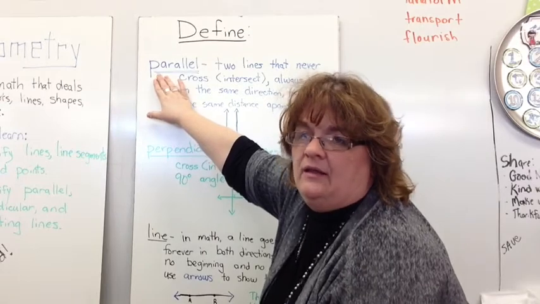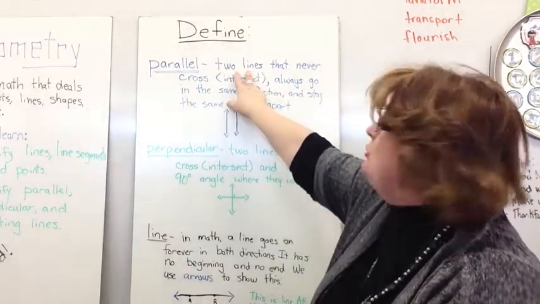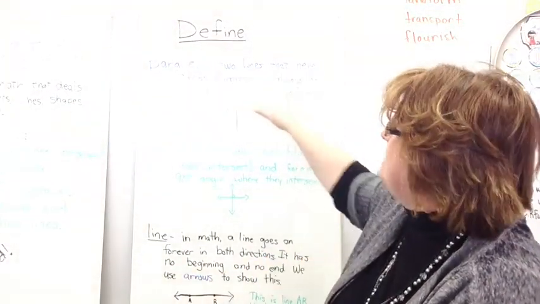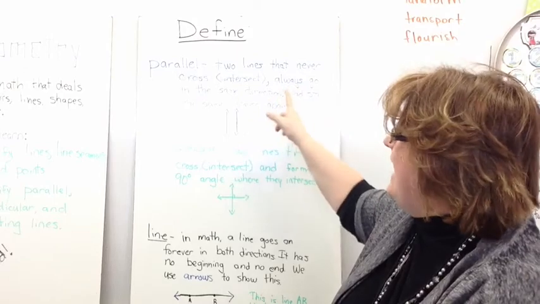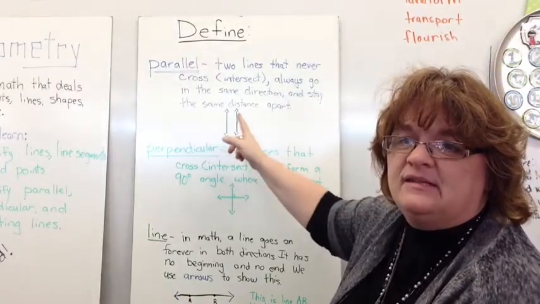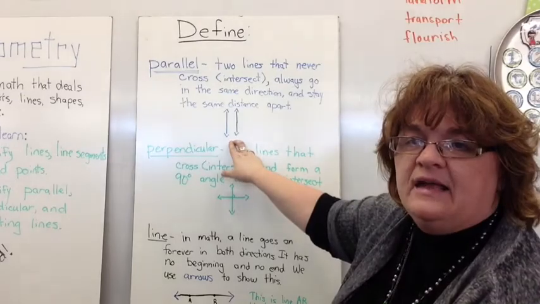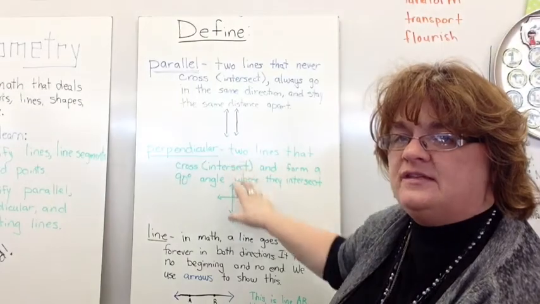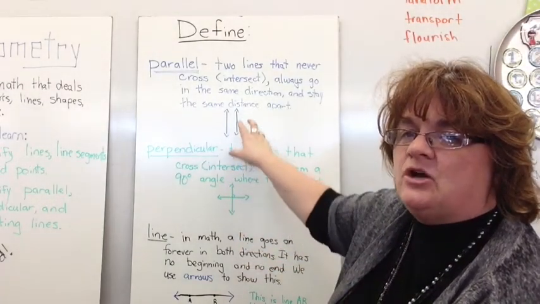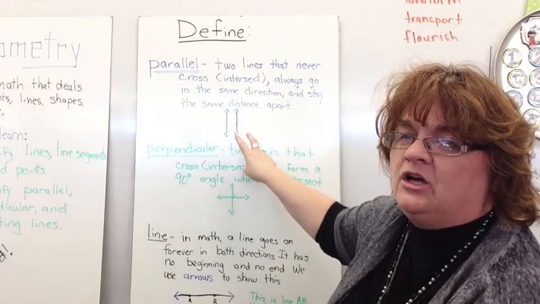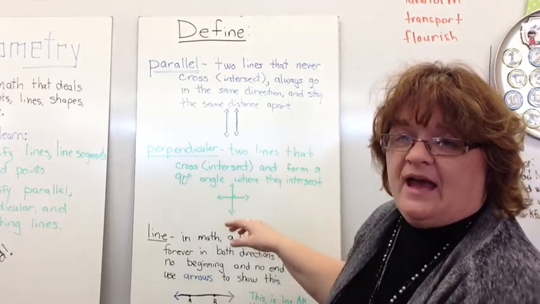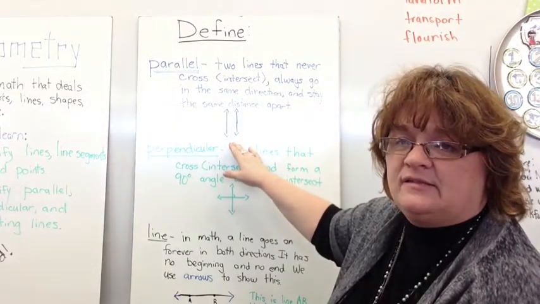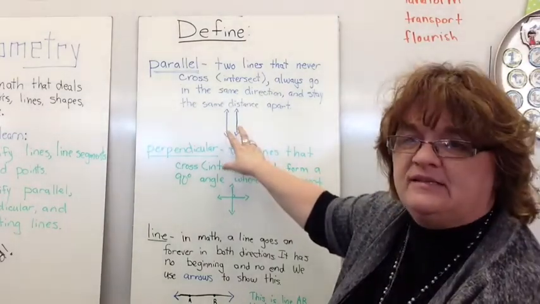The word is parallel, okay? Parallel means two lines that never, ever cross or intersect. They always go in the same direction, and they stay the same distance apart. If you look at these two lines, if these two lines continue to go this way, or if these two lines continue to go this way, you would notice that these two lines are never, ever going to cross or intersect. That's the definition of parallel. Two lines that will never cross and stay the same distance apart.